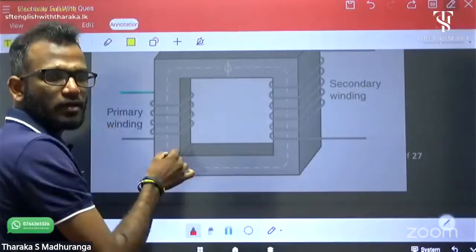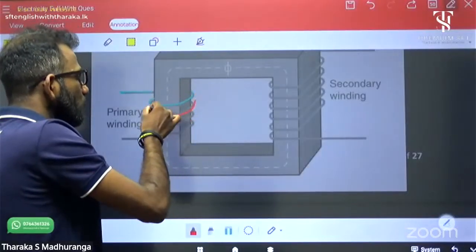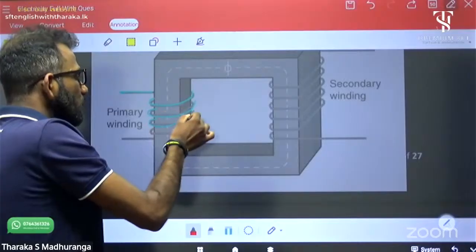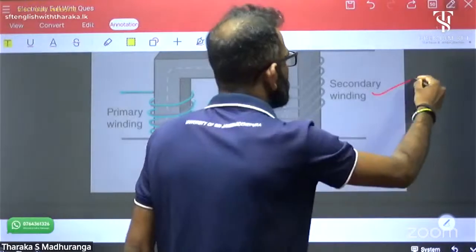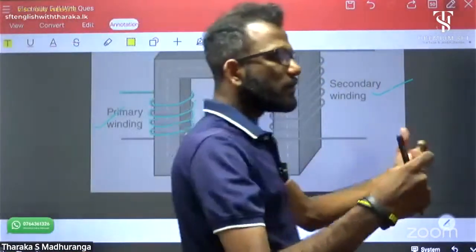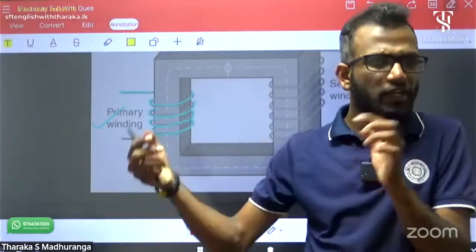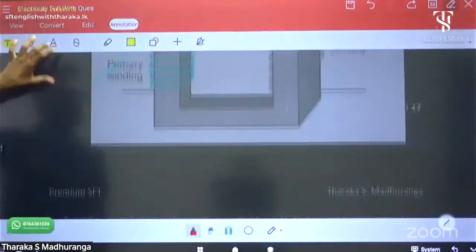Primary winding. It has a number of turns. This number of turns is very important. I think in all your A/L time you did that. The number of turns is very important. That we call the secondary winding, and this we call the primary winding. The primary winding number of turns and secondary winding number of turns depend on the type of this transformer. Okay, I will explain.